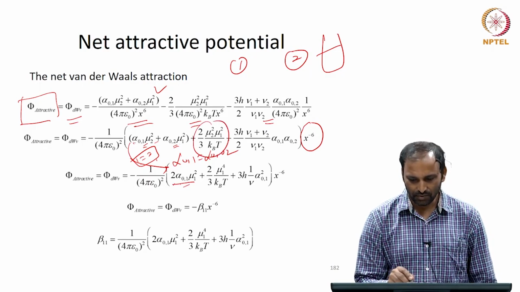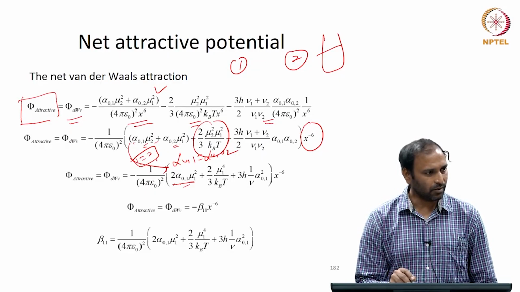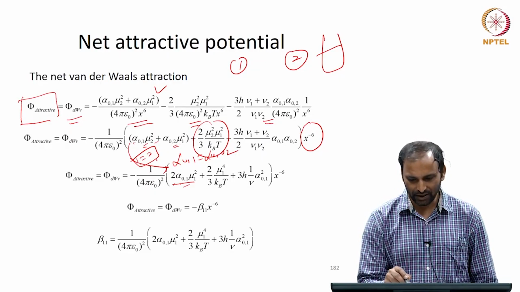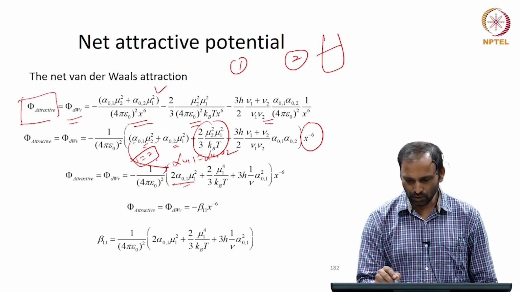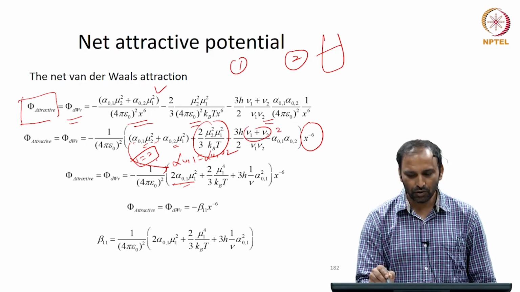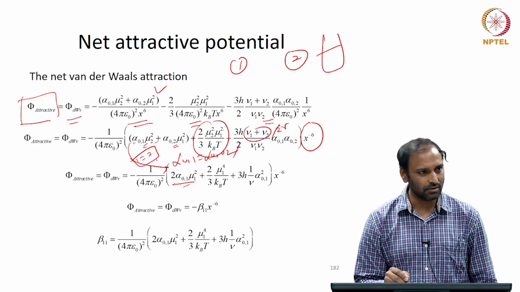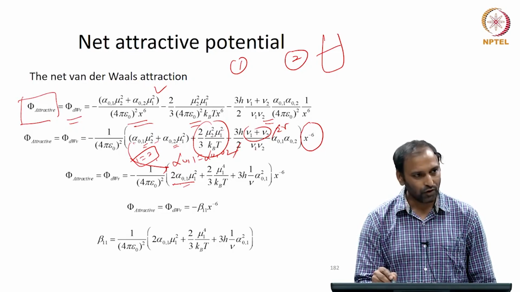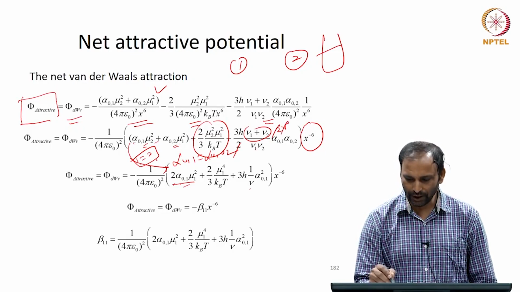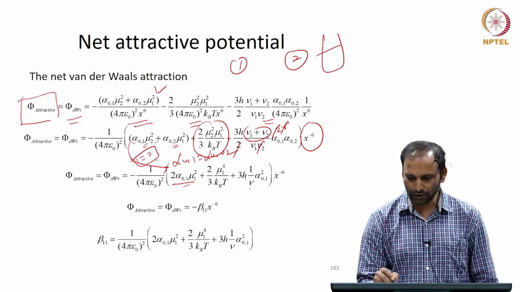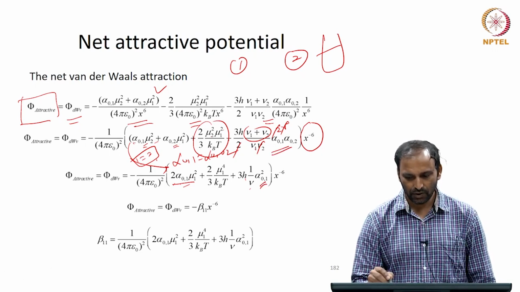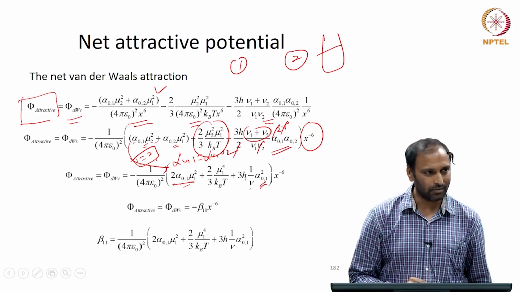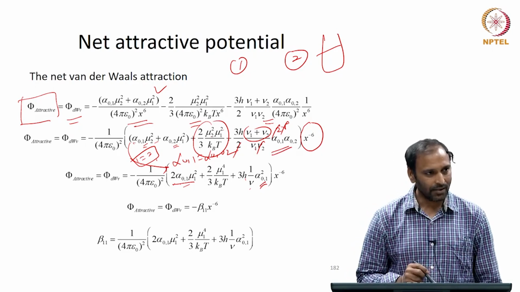Similarly, this term will simplify to 2 by 3 mu 1 power 4, divided by k b t, plus 3 h by 2. This becomes 2 nu and the 2 gets cancelled, right, and then I have nu square here, again 1 nu gets cancelled. Therefore, you have 1 over nu and you have alpha 0 1 alpha 0 2, which will be alpha 0 1 square, right. Okay.